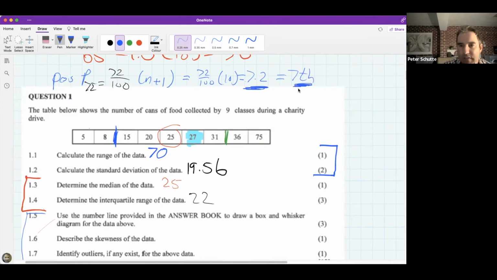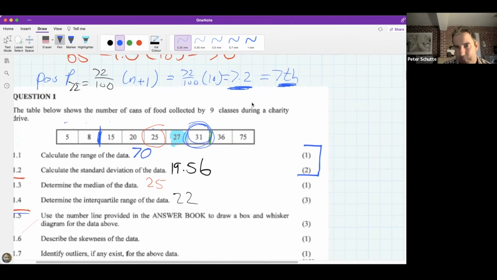Okay. What value is in the 7th position? So that is going to count at 1, 2, 3, 4, 5, 6, 7. So the 72nd percentile is just going to be this value over here, 31. And the thing with percentiles that is a bit different is that we don't average out the values. We go to the nearest one. And since 7.2 is closest to 7, we go to the 7th position. Does that help a little bit on percentiles?